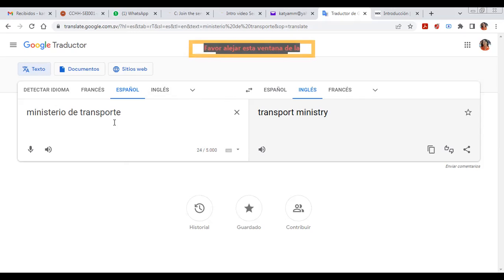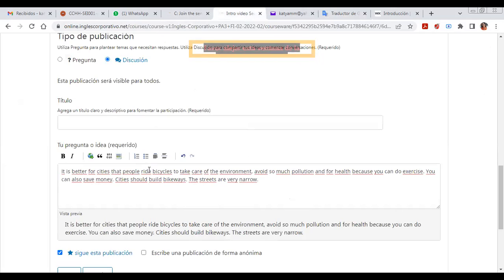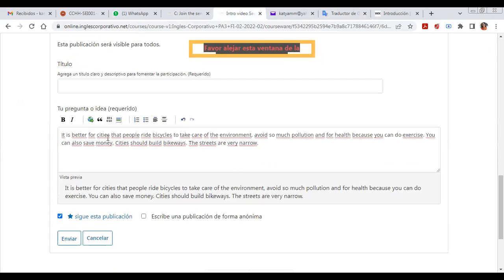We need to write a paragraph. Do you write the ideas in the paragraph? Yes, I write and share with you in the chat. You can see I copy and paste for you. I don't know if you can see the paragraph. We need to write on the discussion box. Yes, here it is.